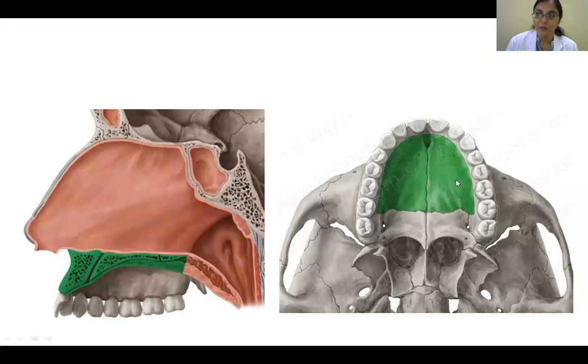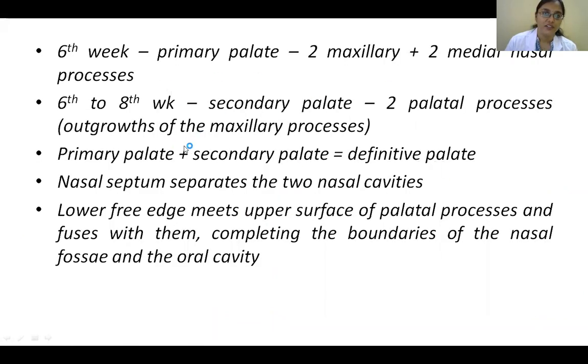This is all which has formed later, the secondary palate. And this incisive foramen demarcates them. So embryologically, the part in front of it was from the primitive palate, and behind it is all the secondary palate. So the definitive palate is the primary palate and the secondary palate.